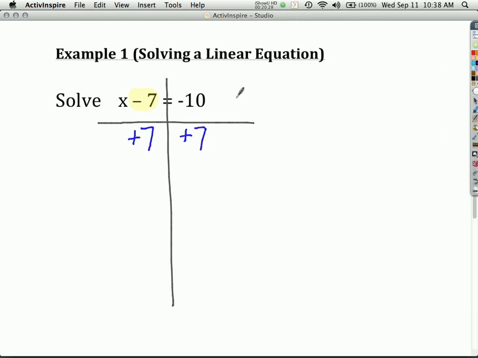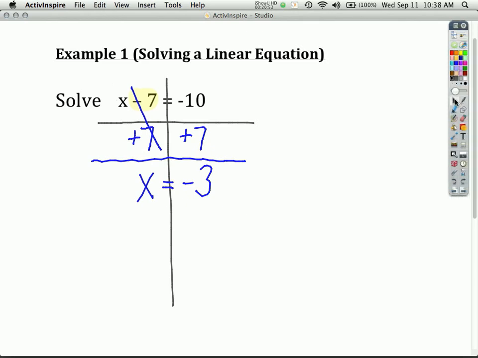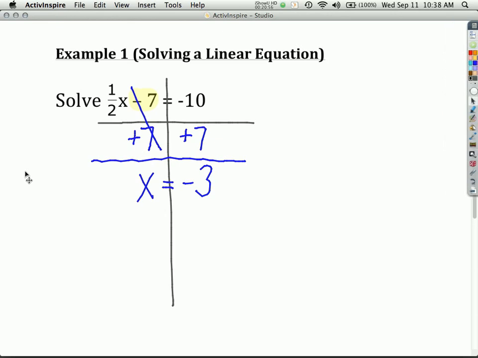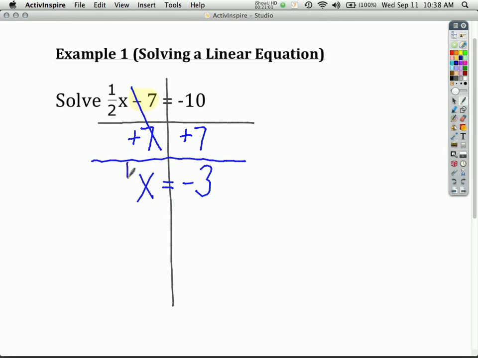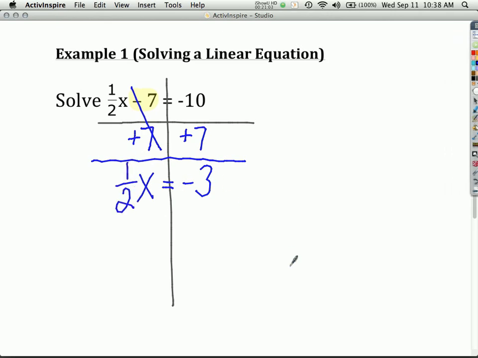And then we are going to work down. I'm going to draw my little elementary school squiggly line. And now we work down. This cancels out. And now I do -10 plus 7. What do I get? -10 plus 7, Kamoy? -3. So I end up with x equals -3. But that wasn't the equation. I whited out part of it. There was this 1/2 here. So now the equation is really 1/2 x equals -3.